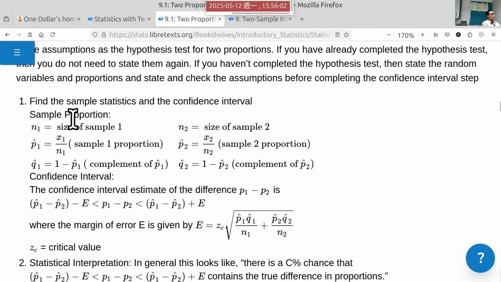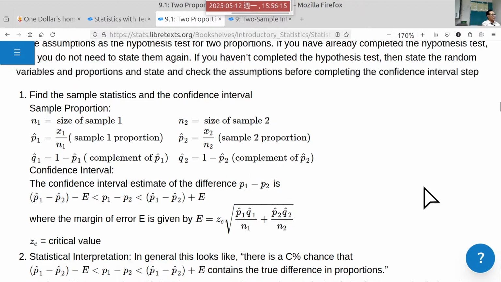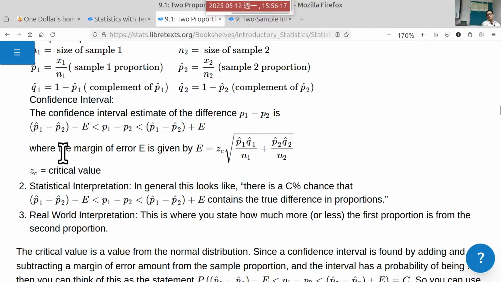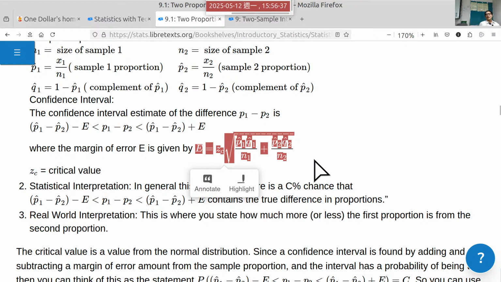Okay, the first one, find the sample statistics and the confidence interval: the sample proportions 1 and 2, p1 hat, p2 hat, q1 hat, q2 hat. The confidence interval formula is p1 hat minus p2 hat, then minus E, smaller than p1 minus p2, and that is smaller than plus E. And the formula of E is like this. I know it's very ugly. I know.